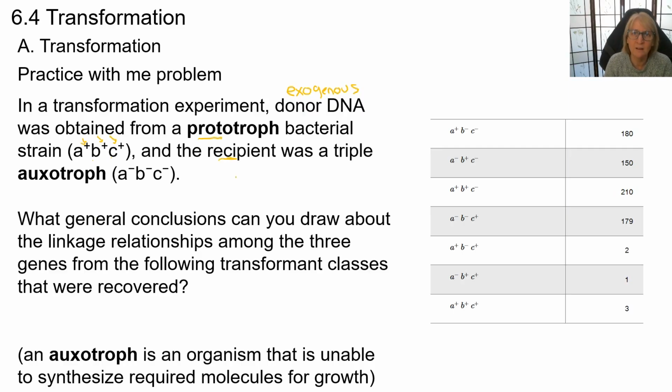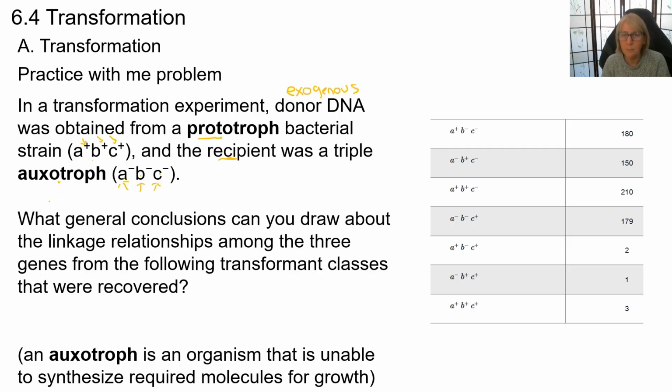The recipient, the one that picked up the gene, was an auxotroph. An auxotroph means that it is missing some of the genes it needs for nutritional completeness. It means I have to feed it from a medium if I want it to survive, where I provide those nutrients for it. So for this thing to live, I need to provide A, B, and C. For the prototroph, I don't need to provide anything. It'll grow on a minimal medium.